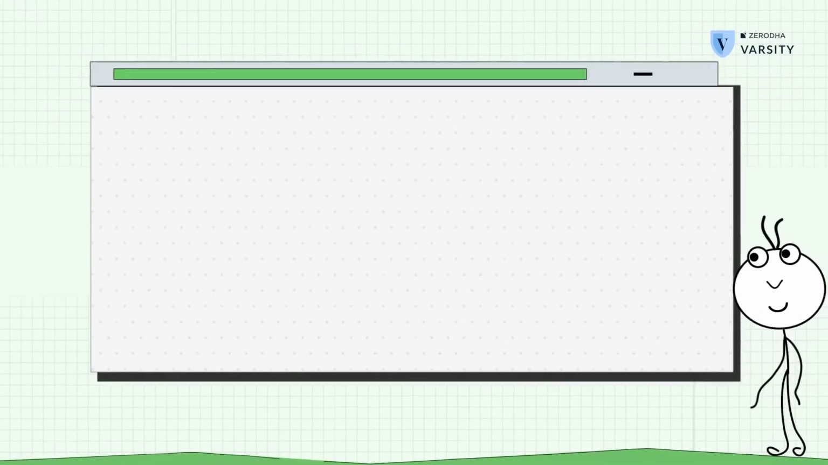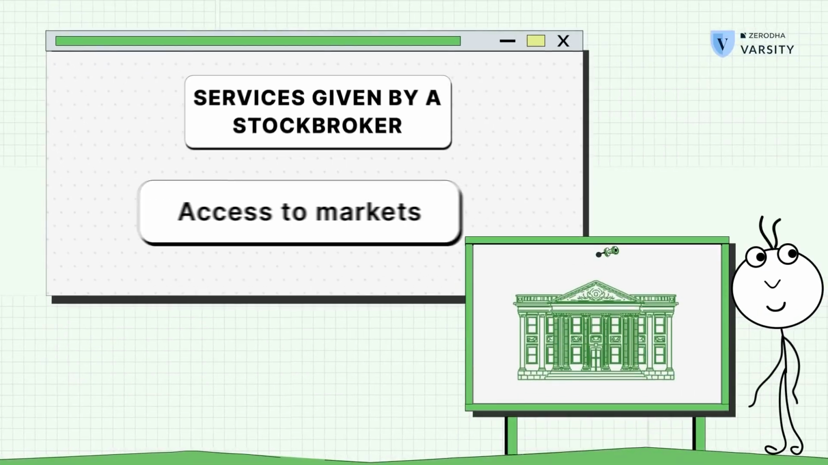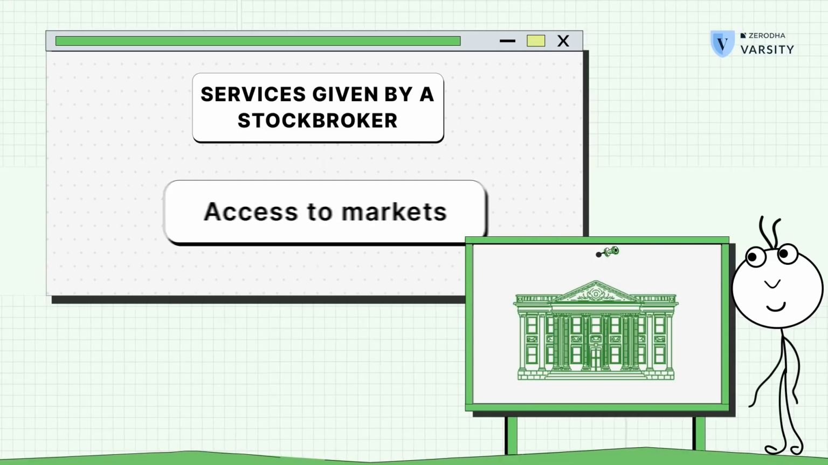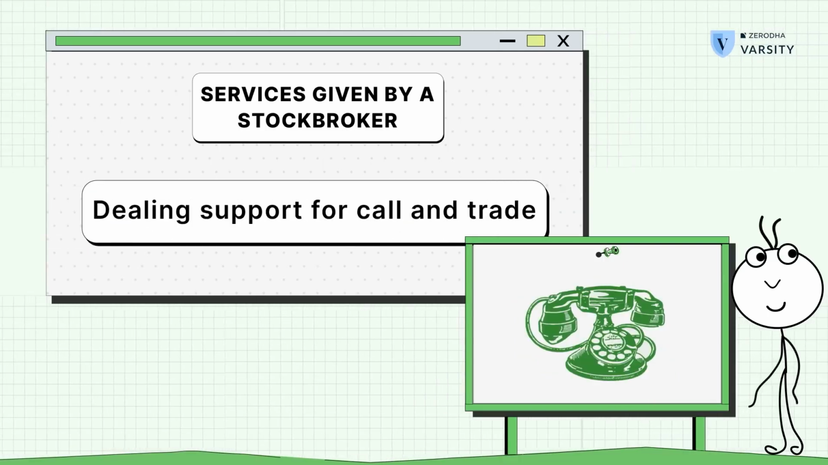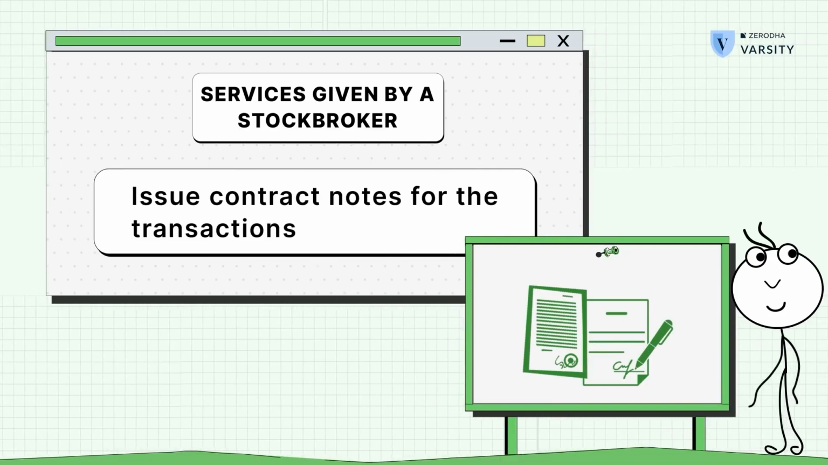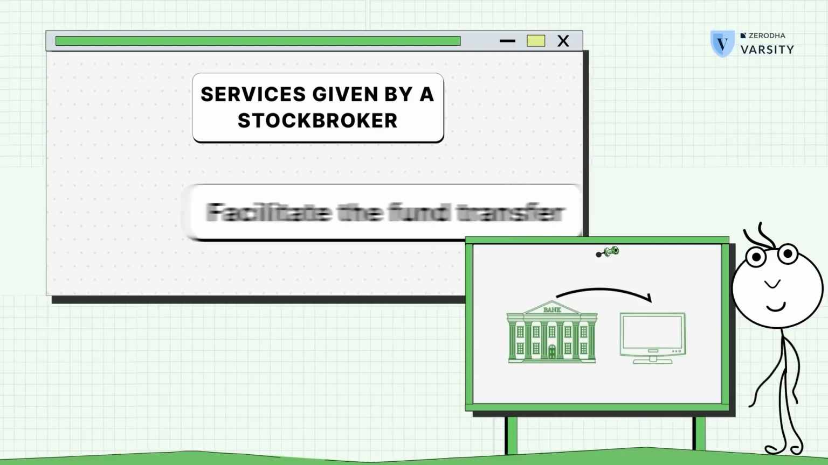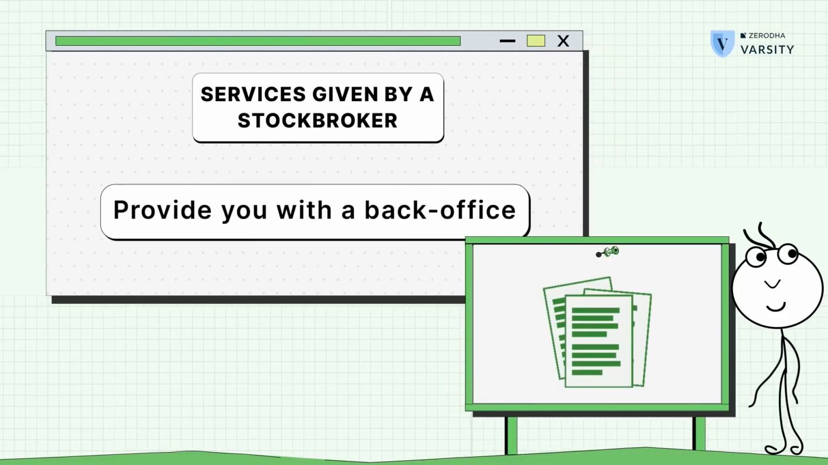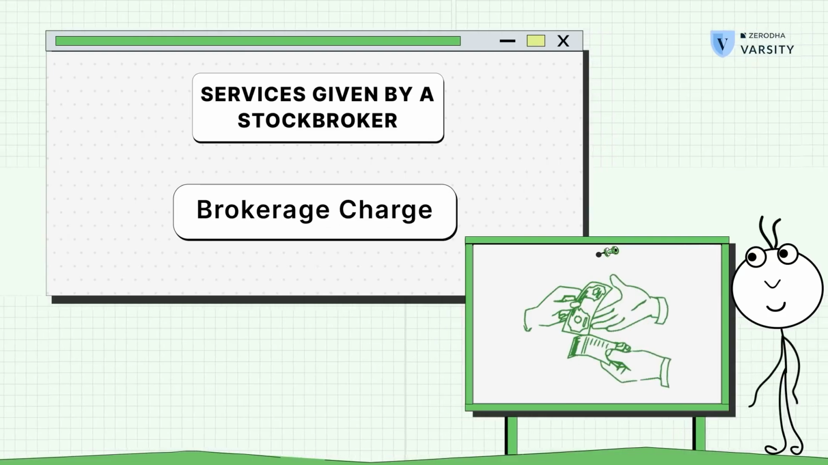Some of the basic services a stockbroker gives anyone is access to markets and letting you transact, give you margins for trading, provide support if you have to call and trade, issue contract notes for the transaction, facilitate fund transfer between your trading and your bank account, provide you with a back office login so you can see the summary of your account. The broker charges a broking fee, also called brokerage, for the services that he provides.